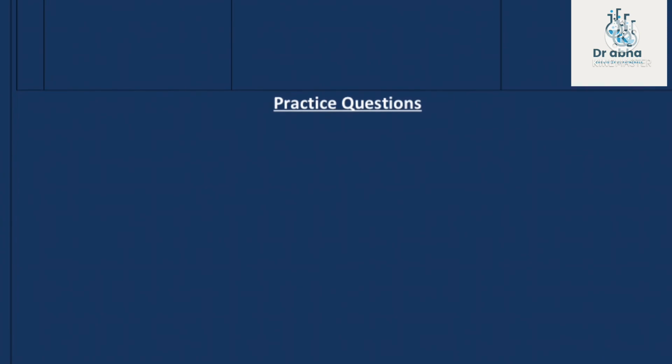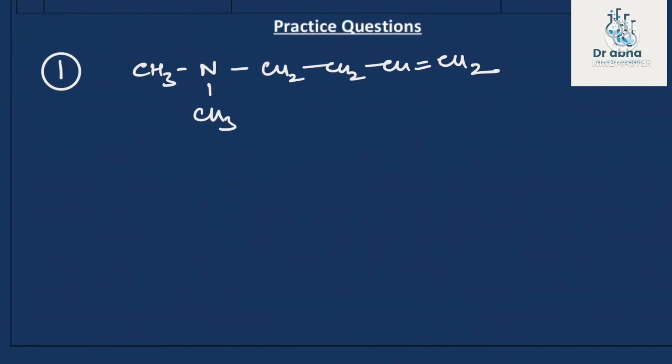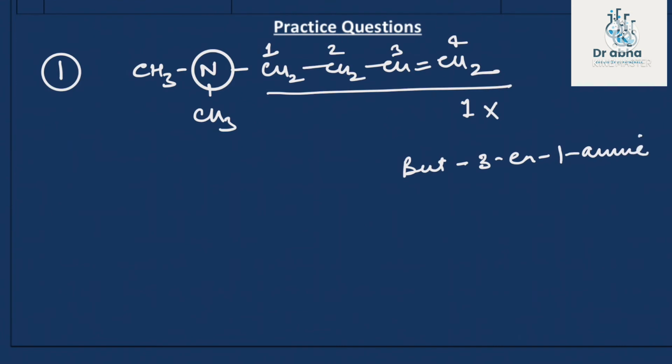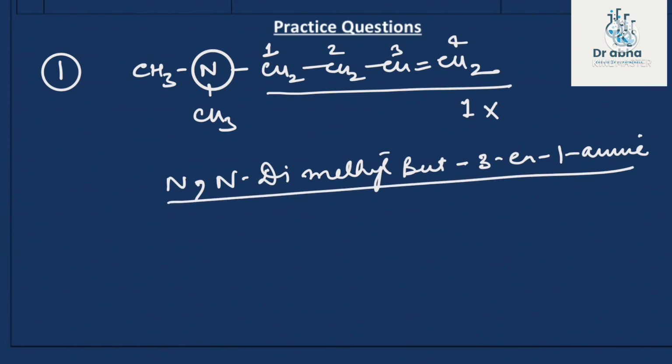So the first practice question, let me give you the first one. I will do very few. Okay, what will be the name? This is a tertiary amine, right? Because there is no H. So which is the biggest chain? This is the largest chain. And since this is the main functional group, this becomes 1. This is not 1. So 1, 2, 3, 4. So this is but-3-en-1-amine. This is the main compound, and then of course N,N-dimethyl. This becomes your complete name, right?